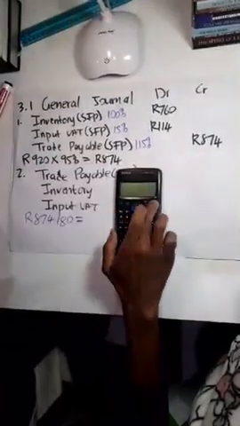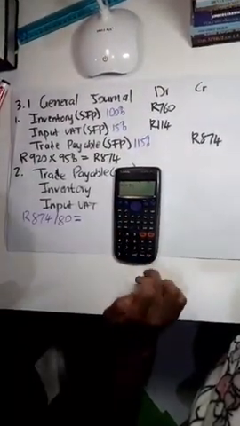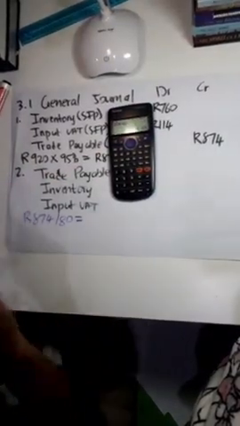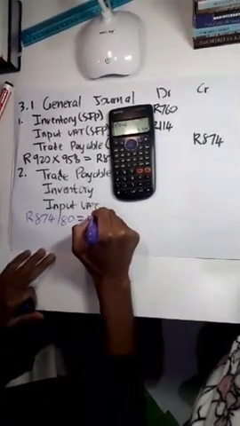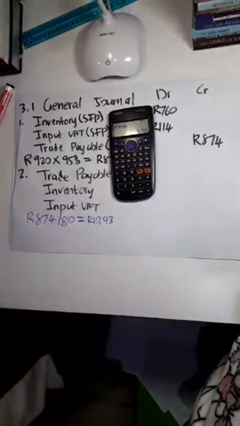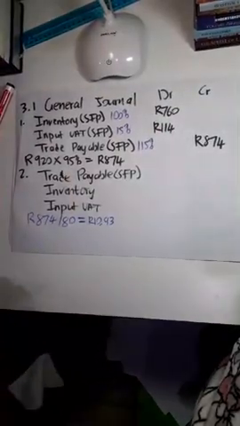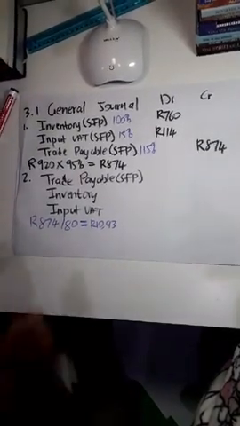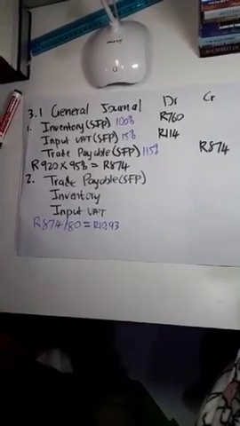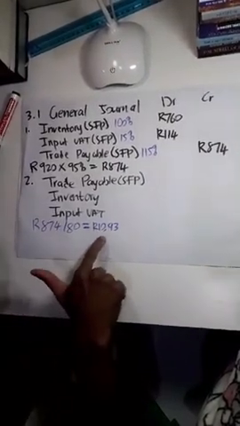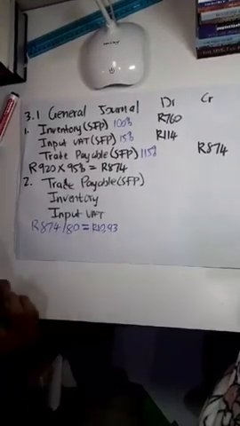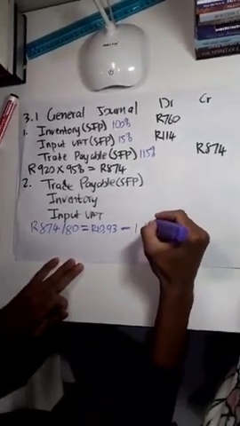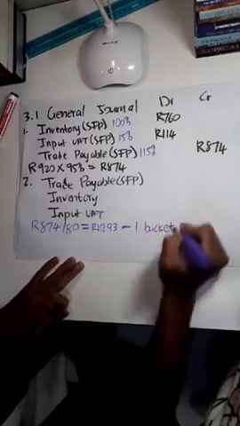Okay, let's see. 874 divided by 80, you get 10 rand 93, because they said round off to 2 decimal places, right? So 10 rand 93 cents, right? This 10 rand 93 cents is our price per bucket. Are we following? I believe so. Since we have this 10 rand 93 cents for one bucket, let me just write it here. It's for one bucket, right? Yes.